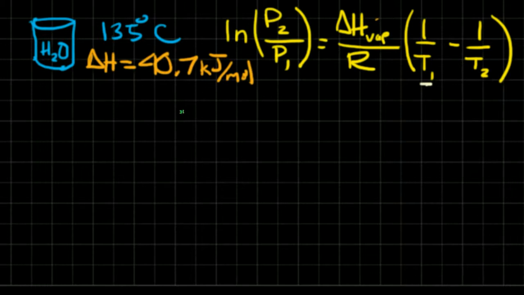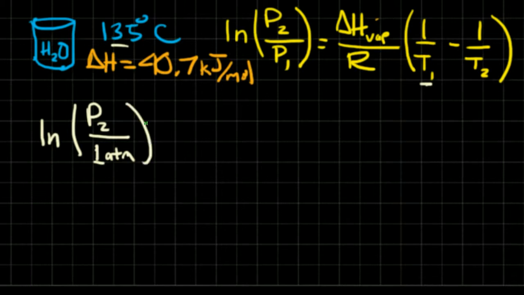Let's just write it out. Natural log of pressure 2. That's what we want to know. What's the pressure when we hit 135 degrees? Well, okay. Don't know pressure 2. Pressure 1, well, let's go with the boiling point of water, and that's going to be 1 atm for the pressure, and on the other side we'll use 100 degrees Celsius, and that'll work out just nice.